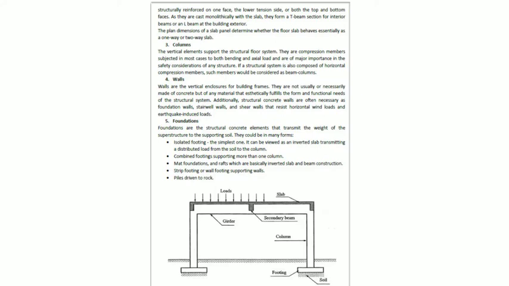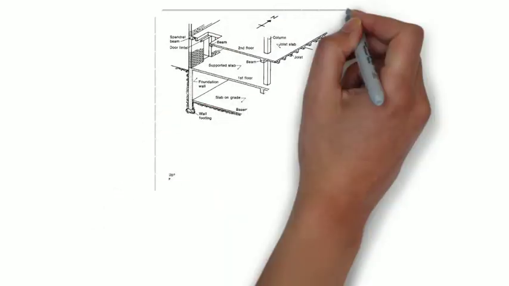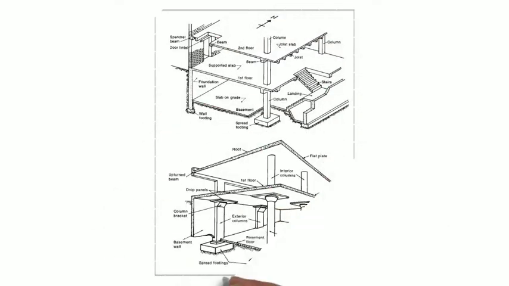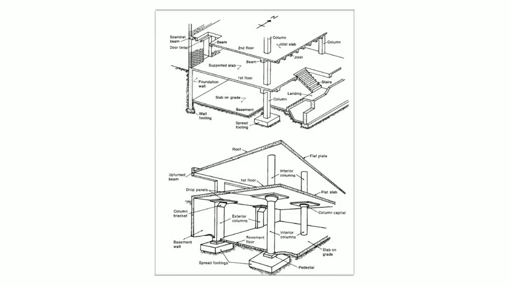Foundations are the structural concrete elements that transmit the weight of the superstructure to the supporting soil. They could be in many forms. Isolated footing, the simplest one. It can be viewed as an inverted slab transmitting a distributed load from the soil to the column. Combined footings supporting more than one column. Mat foundations, and rafts, which are basically inverted slab and beam construction. Strip footing or wall footing supporting walls. Piles driven to rock.